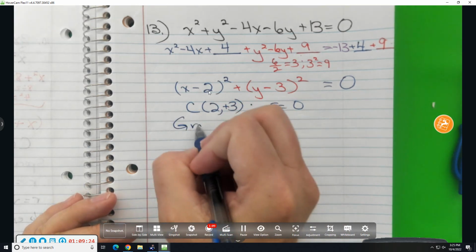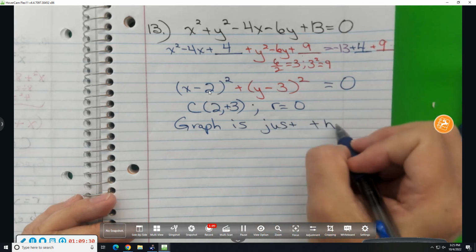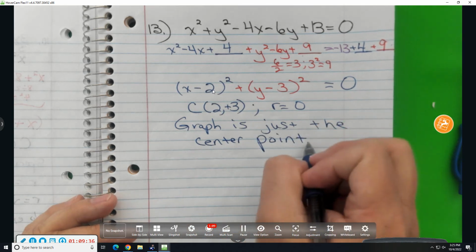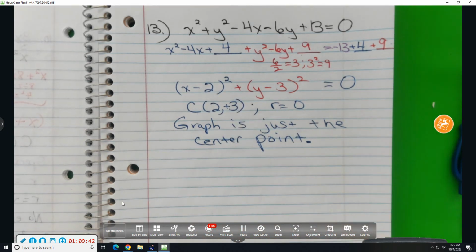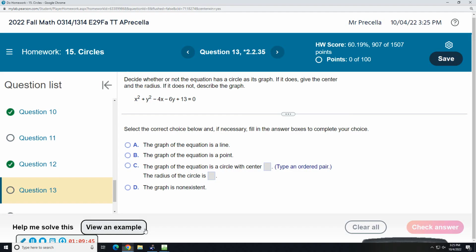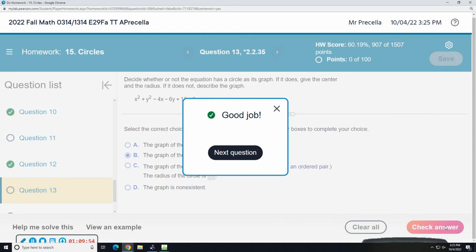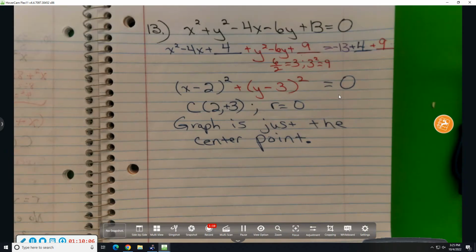The graph is just the center point. That graph would have the center, but you wouldn't go up, down, left to right. The radius is 0. We punch that in. Oh, well, not punch it in. I just click here. Okay. And once you hit number 14, it's review. Oh, cut point method and so forth. Any questions on this? Nope.